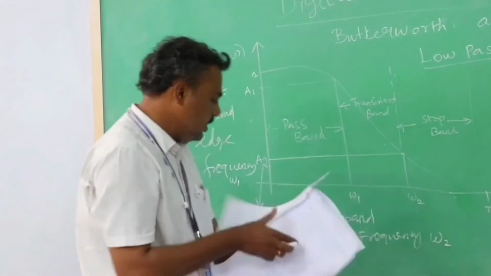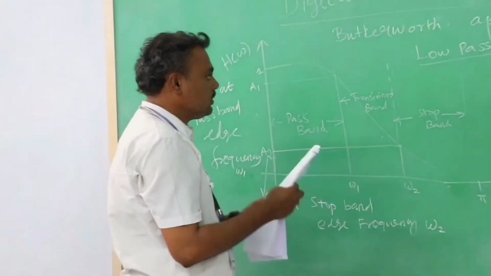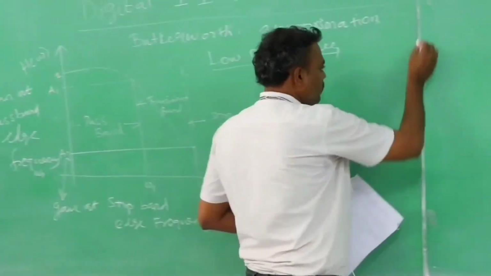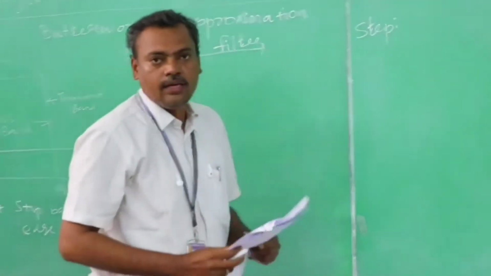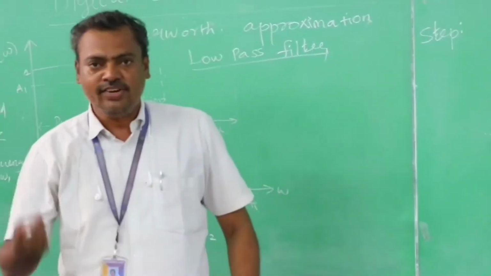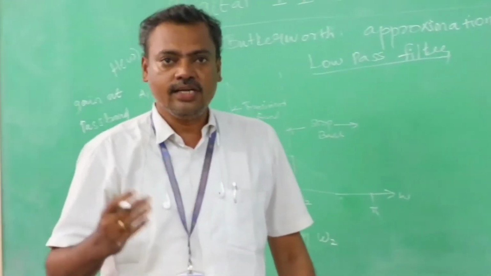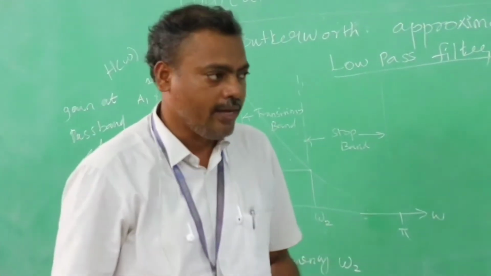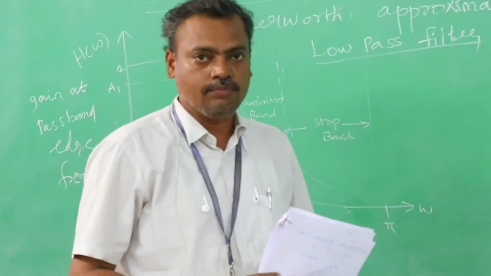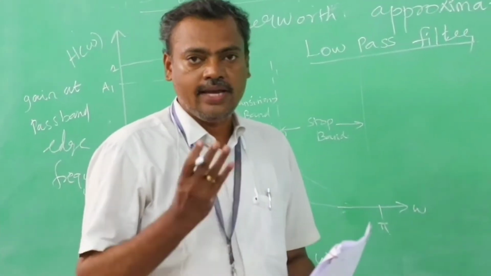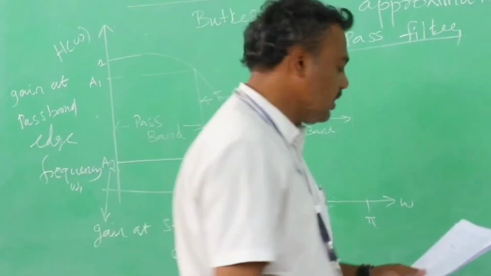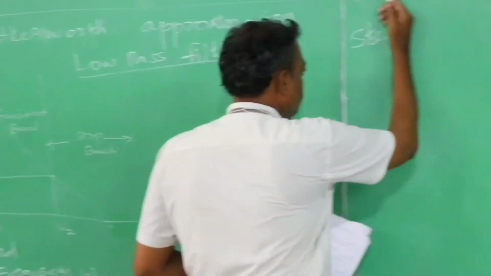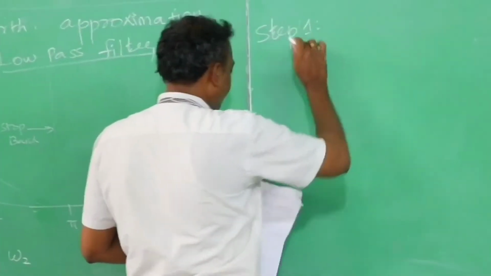The first step is to choose the transform. Here, first we design an analog filter. That analog filter is transformed into the digital domain. In this case, two types of transforms are used. One is called the bilinear transform, another one is called the impulse invariant transform. In the first step you can choose any one transform.